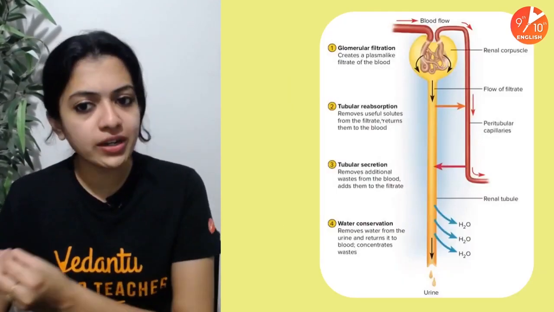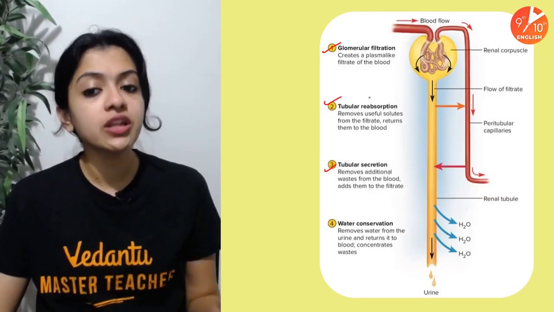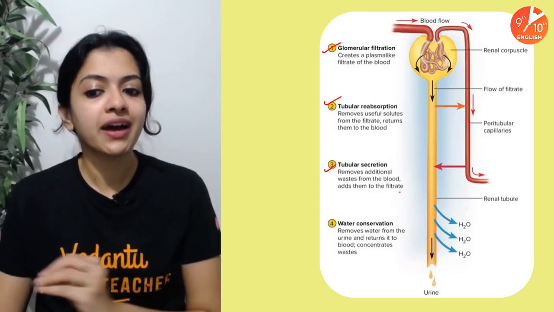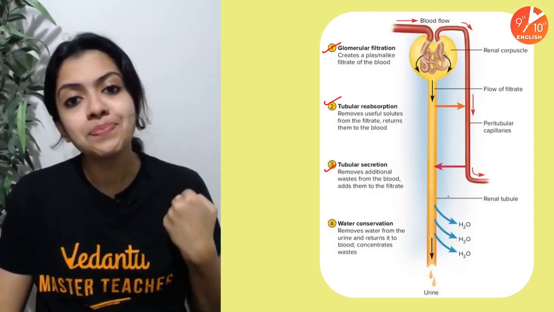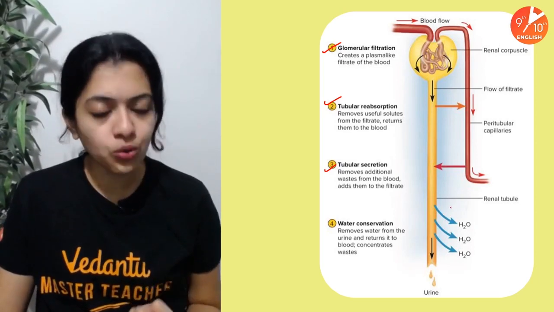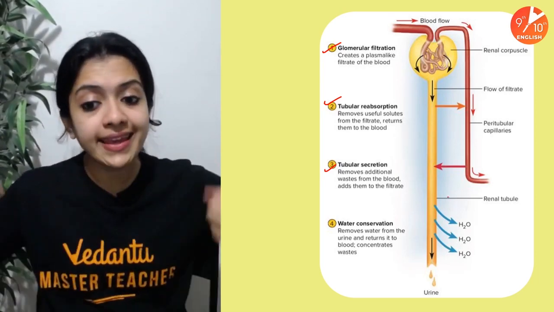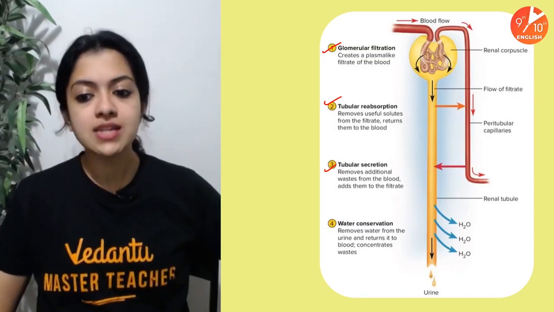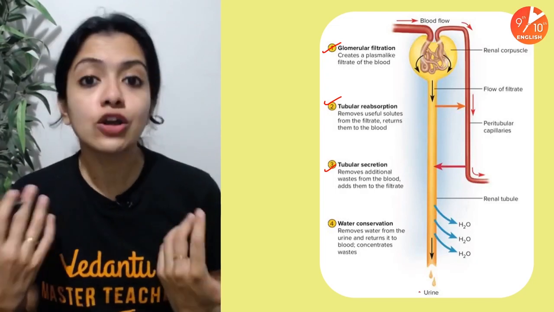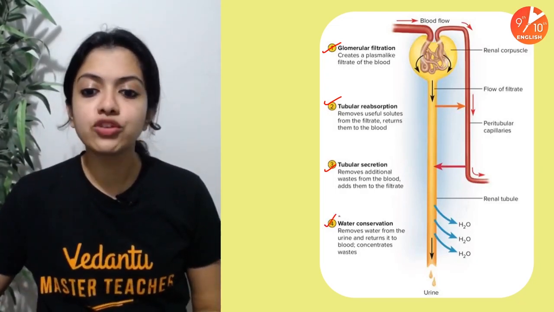Okay, and eventually, as you can see, these are the 3 steps that we have discussed: glomerular filtration, tubular reabsorption, tubular secretion, and ultimately this urine passes into the collecting duct or the collecting tubule, wherein excess water, if at all it's there in the urine, gets reabsorbed and returned back into the blood so that the urine or the wastes get concentrated.